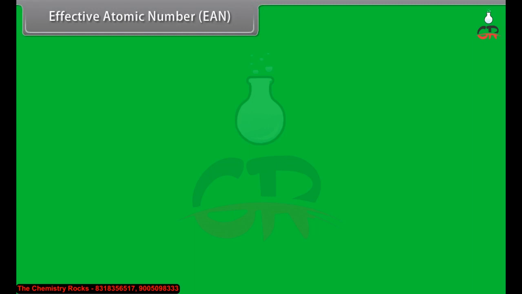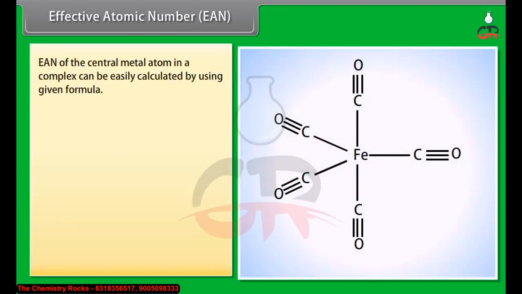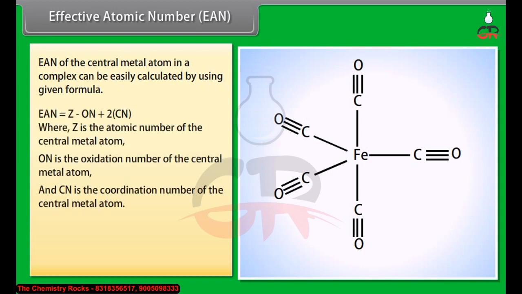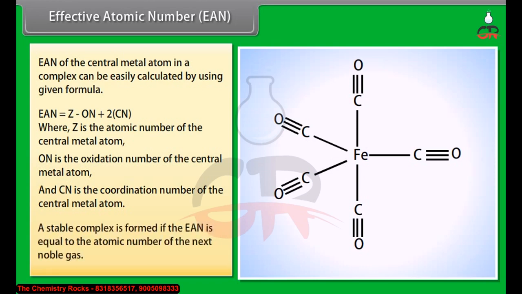Effective atomic number, EAN. The effective atomic number of the central metal atom in a complex can be easily calculated using the given formula. EAN is equal to Z minus ON plus 2CN, where Z is the atomic number of the central metal atom, ON is the oxidation number of the central metal atom, and CN is the coordination number of the central metal atom. A stable complex is formed if the EAN is equal to the atomic number of the next noble gas.